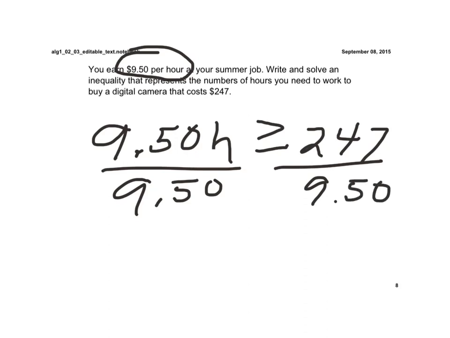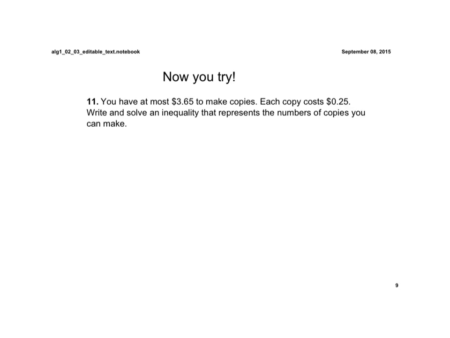And if I do that, I get h to be 26 hours. So to buy this camera, I'd have to work 26 hours in order for me to buy this camera. Exactly. So now you try. So again, look at the example that you just did and try to apply it here.